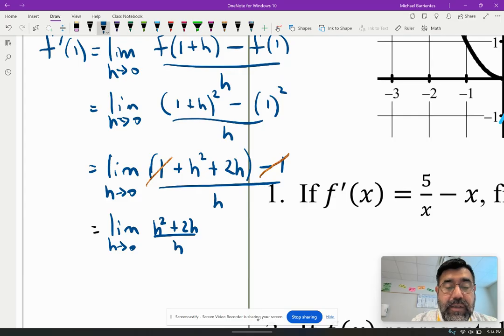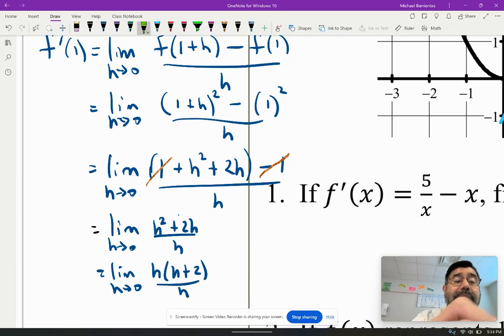Once again, if I try to substitute a 0, that's not going to work. So I'm going to go ahead and factor out an h from the top. I'll be able to reduce the h. And now I can substitute the 0. And when I substitute the 0, I'm going to get 2.